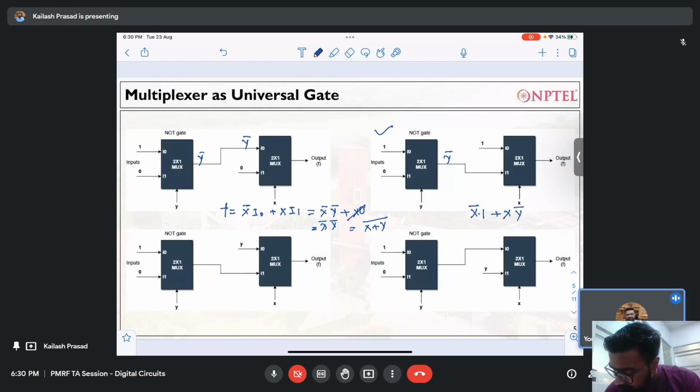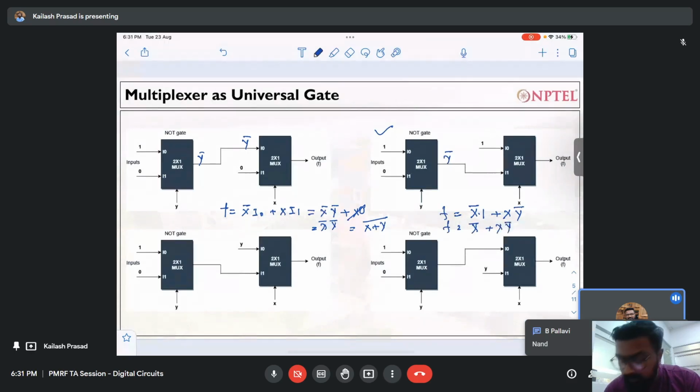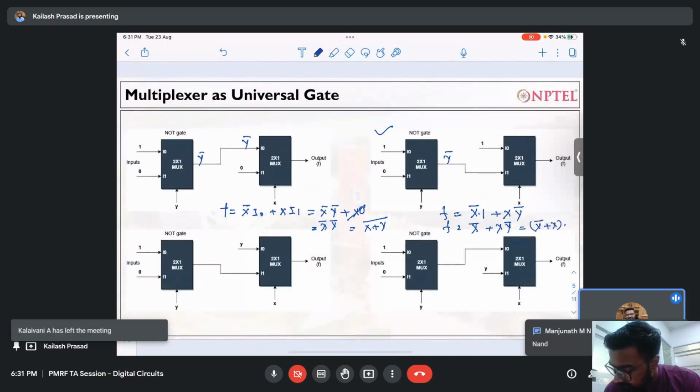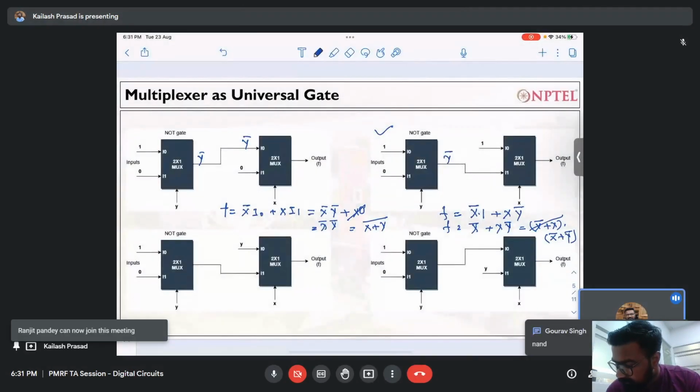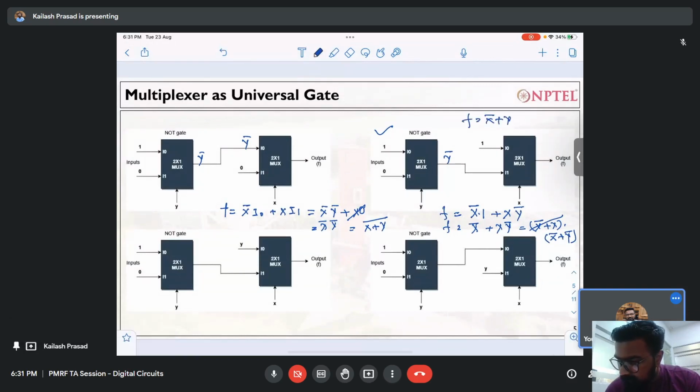So this will be what? Now you can write this as x bar plus x y bar. Again, you can apply the distributive property, right? So you can write it as (x bar plus x) multiplied by (x bar plus y bar). This is the distributive property. So it will be x bar plus y bar. So f is equal to x bar plus y bar, right? So this will be (x dot y) to the power bar. So this is a NAND gate.